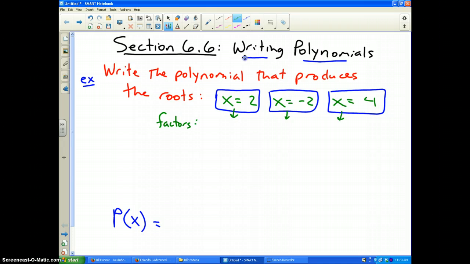Well, x equals 2. The factor that produces that is x minus 2. X equals negative 2. The factor that produces that is x plus 2. And the factor that produces 4 as a solution is x minus 4. So, there's your factors. Now, what do you do to get the polynomial? Well, you multiply them.